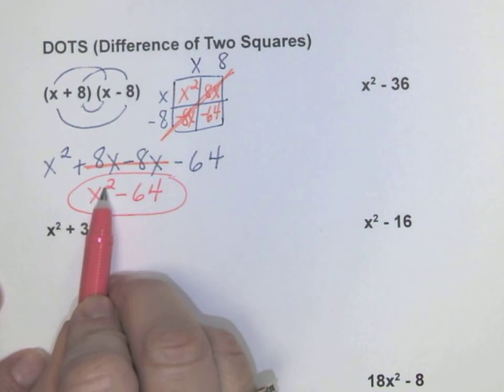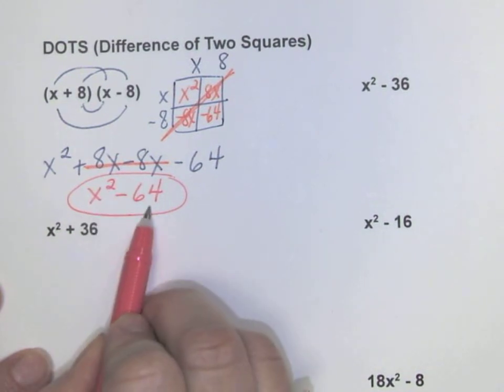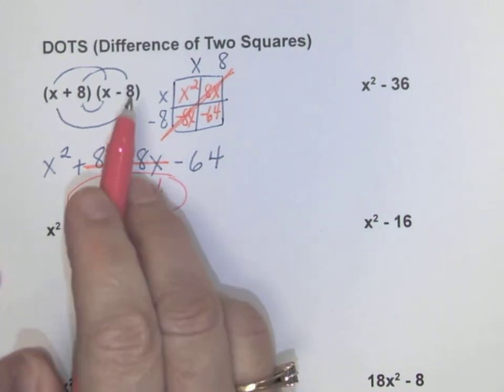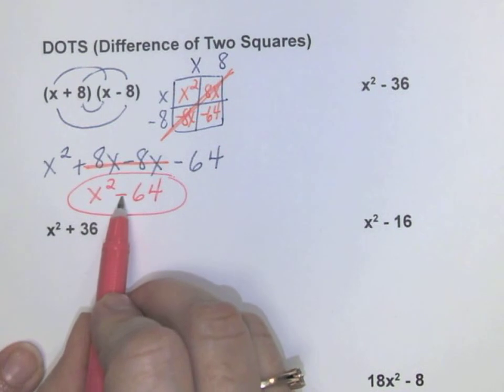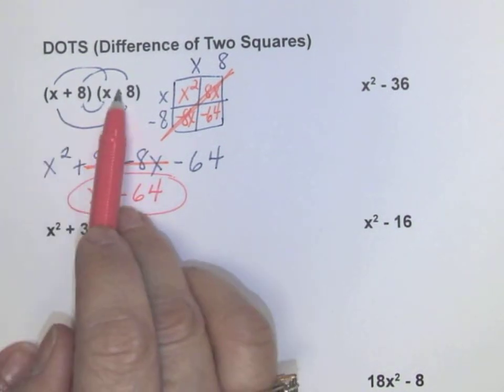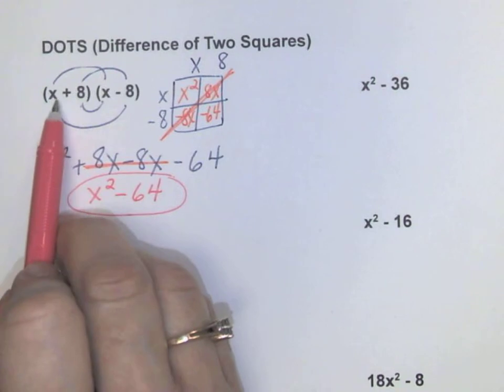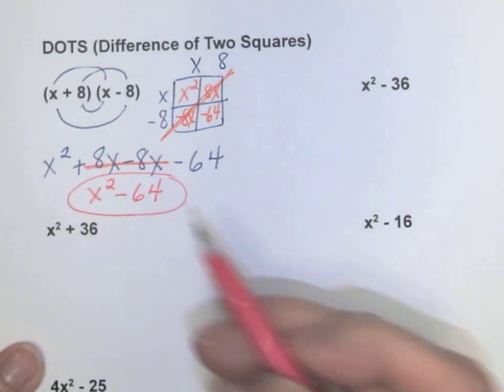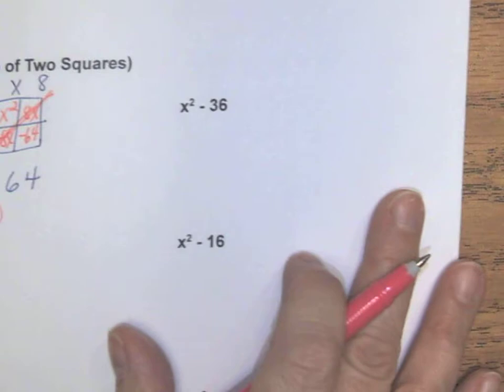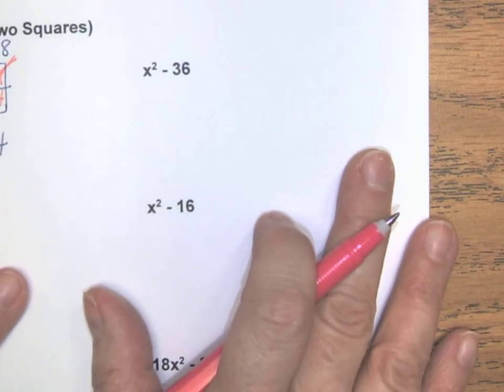Here's a perfect square. Here's a perfect square. The square root of 64 is 8. And this is a difference, subtract. So when you multiply these two, the middle term cancels and you get this x squared and 8 squared with a minus in between. So wouldn't it be easy to go backwards and factor these?